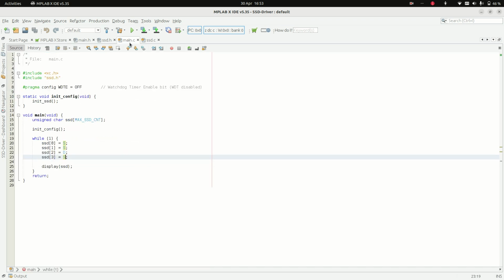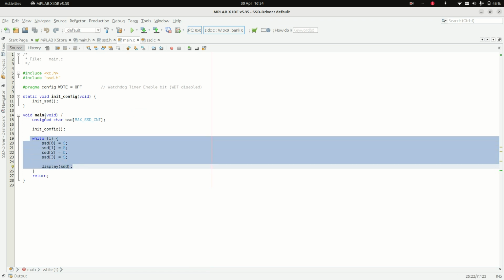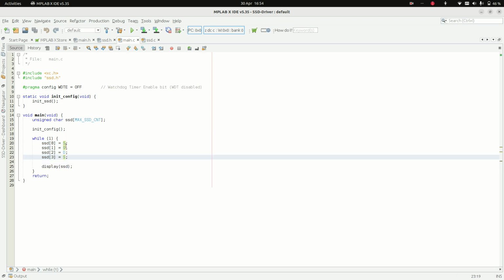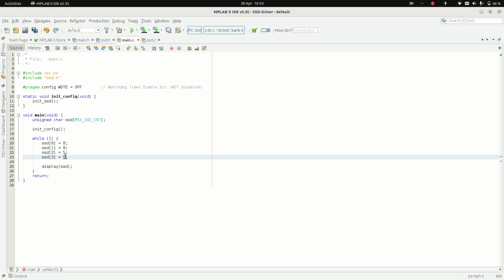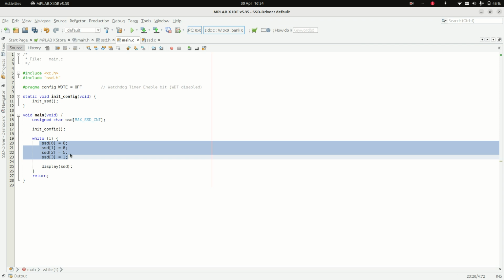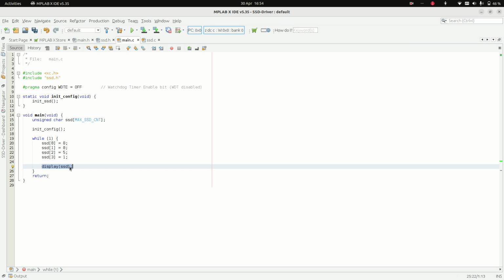Here you can see this is the logic. What will happen here? You can see SSD of 0. Now my aim is to print 8051. So in this SSD of 0 I need to write 8051, then this line will display the SSD values.